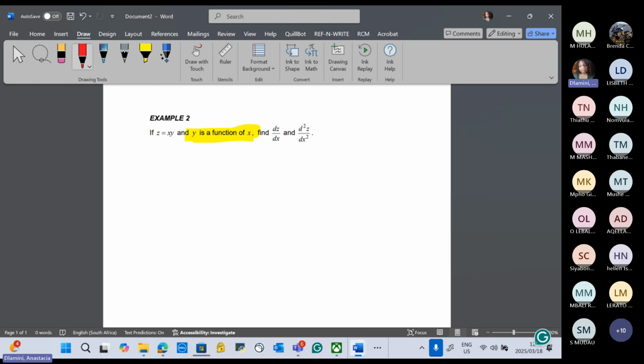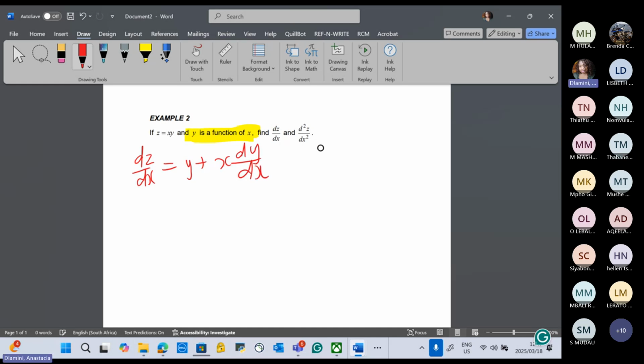It will become crystal clear when you do partial differentiation. Just remember, as soon as they say y is a function of x, you have to differentiate it. So that's what you guys were saying. It's a product, therefore I do the product rule. So dz over dx is equal to y plus x dy over dx.